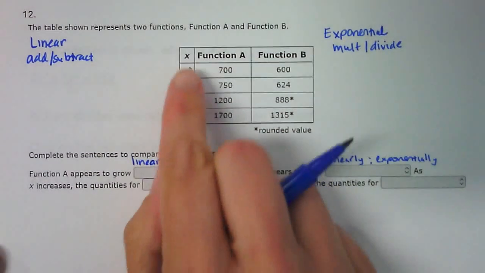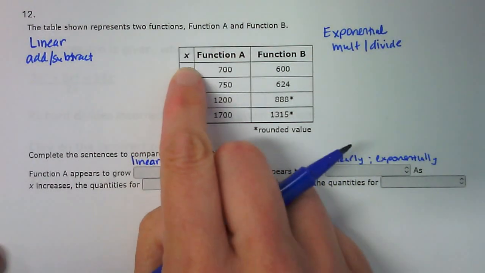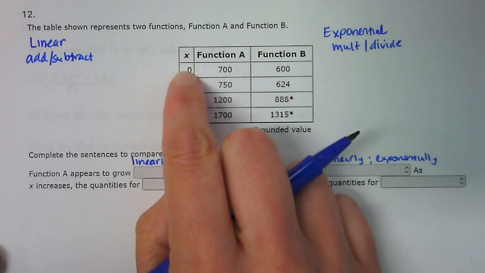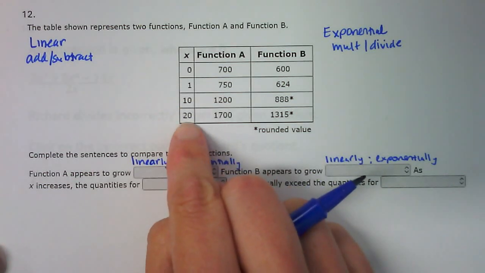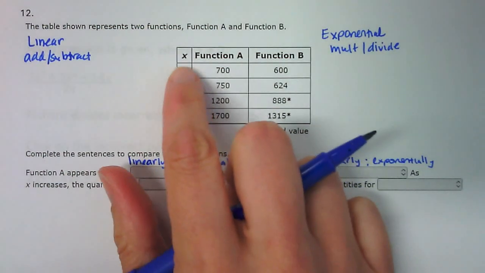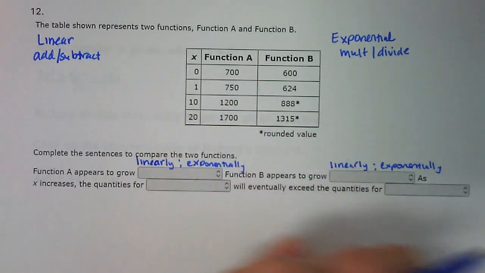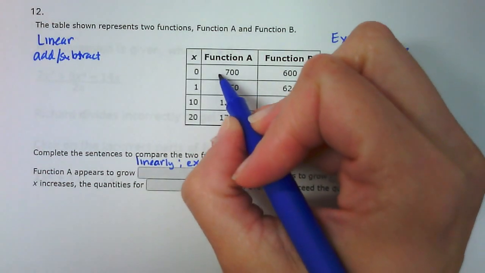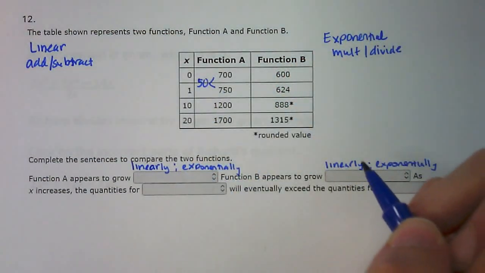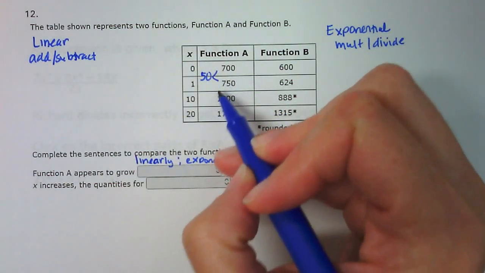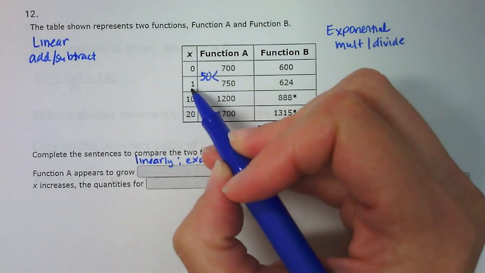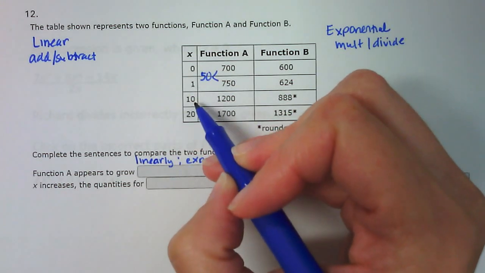Now if we notice here, these x values are not the same. They don't go up by the same amount every time. It goes from 0 to 1 to 10 to 20. So that might make it a little bit tricky. If these were all in order, like 0, 1, 2, 3, it would be nice and easy to see what was happening. I can tell from 0 to 1 that I went up by 50. But then this part might be a little tricky to see what my change was, because I'm not going from 1 to 2, I'm going all the way from 1 to 10.